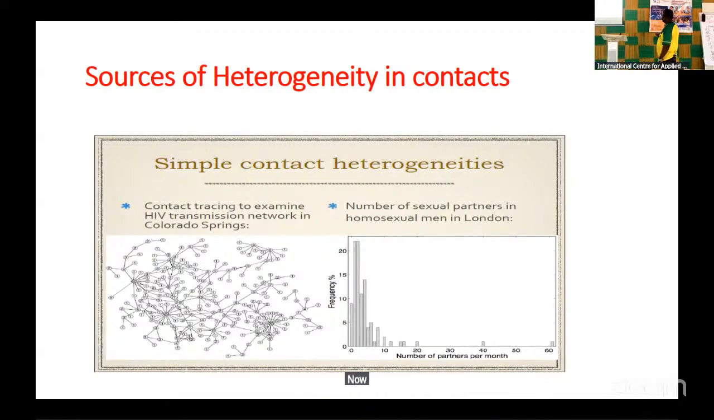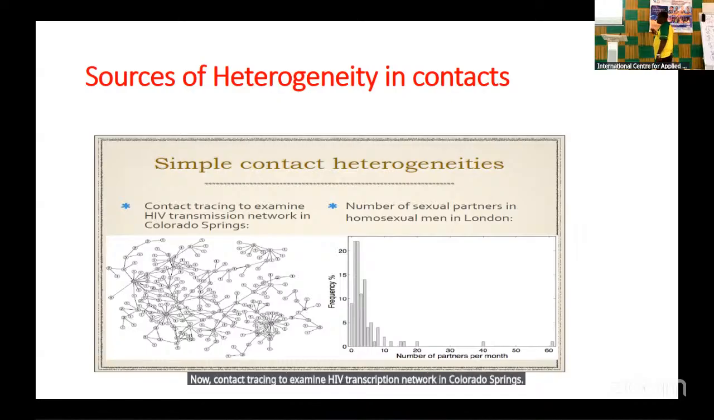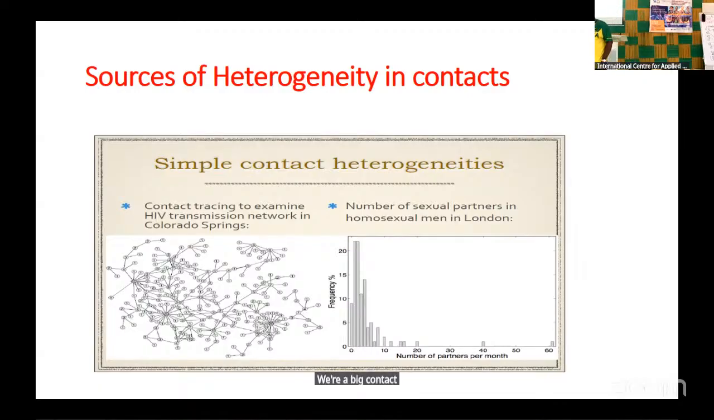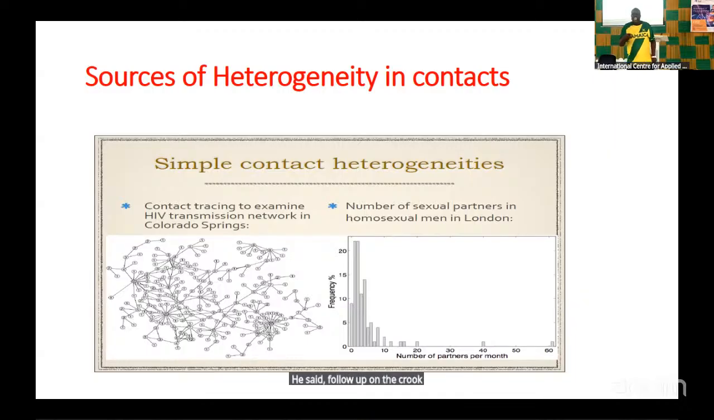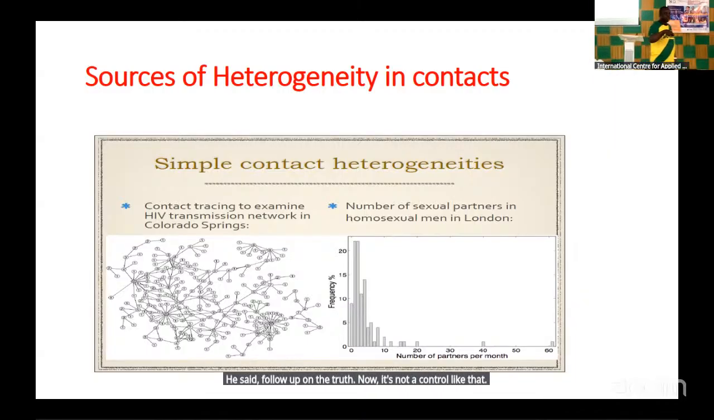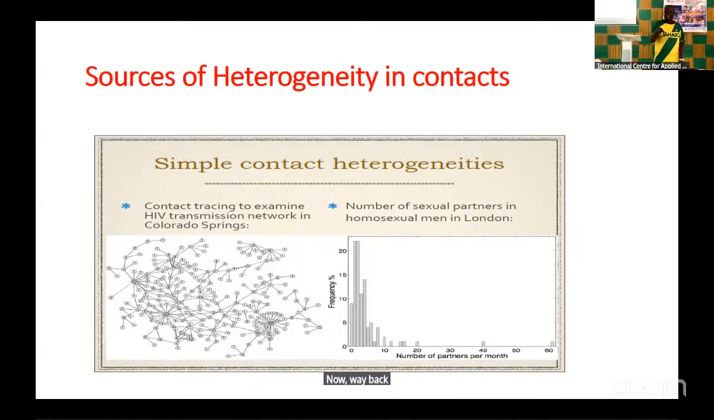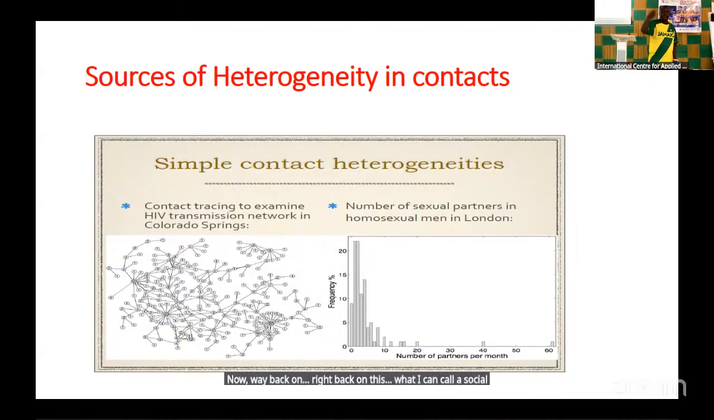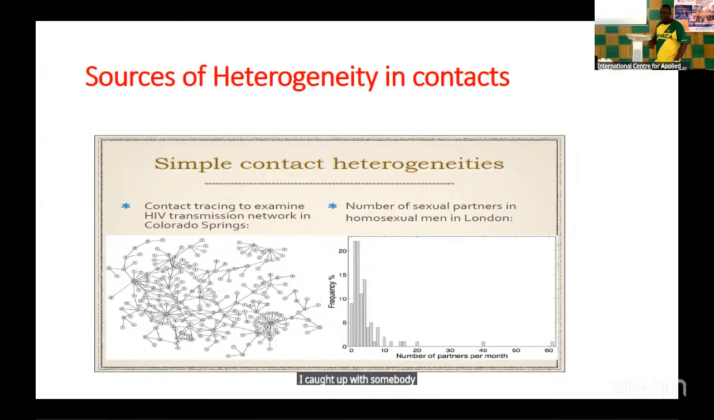Now, contact tracing to examine the HIV transmission network in Colorado Springs. What happened during COVID-19? We were doing contact tracing. Contact tracing is a form of control, but not a control like that. Why do I call this a social control? What are they trying to do? They are trying to trace people who have had contact with somebody who has been infected.